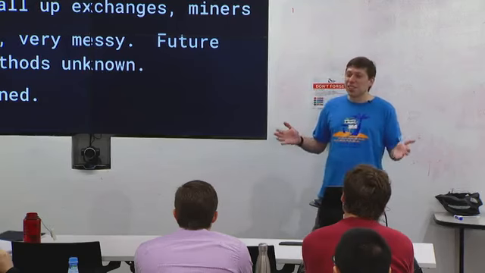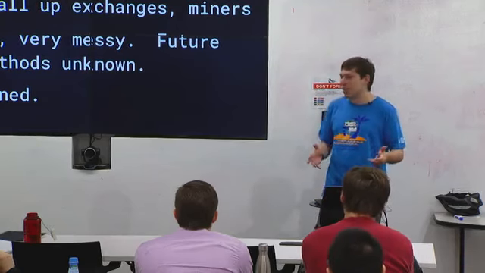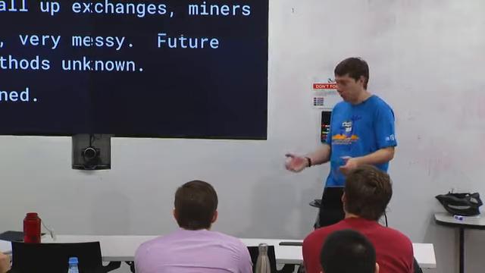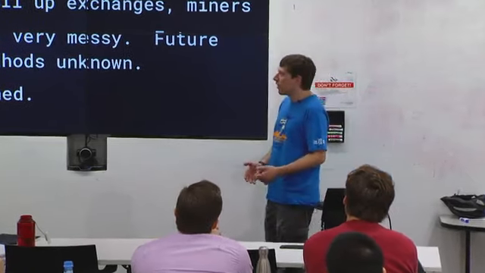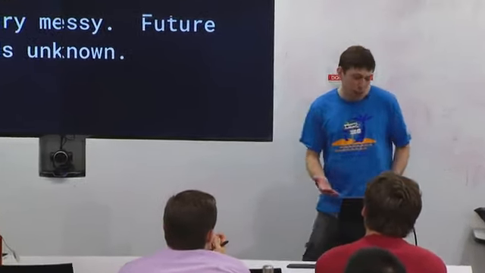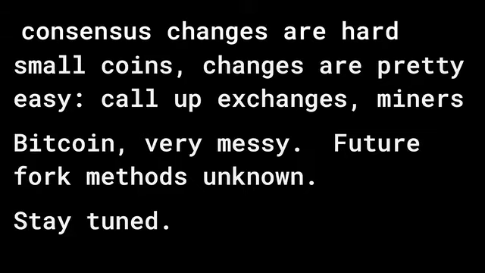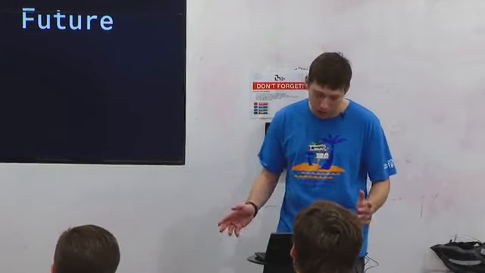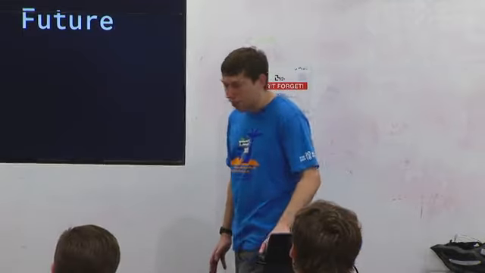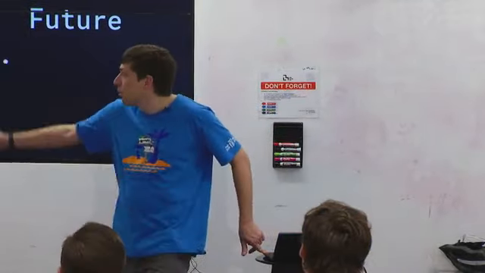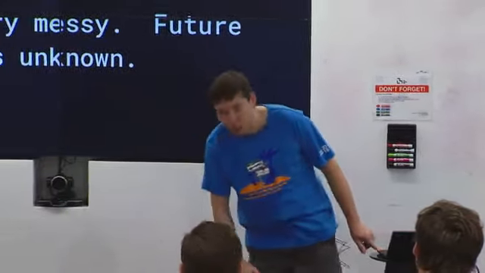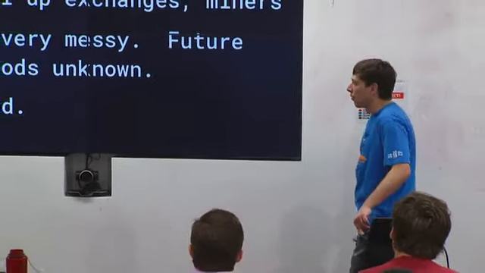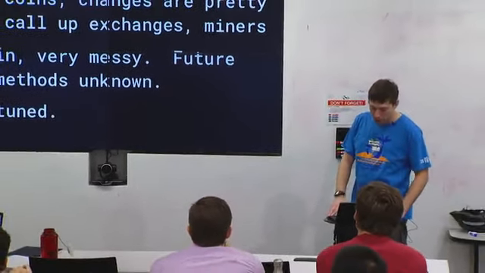yeah. So in smaller communities, smaller coins where there are not as many people involved and people are all on the same page, these changes can be made fairly regularly, not a huge deal. Bitcoin is very messy. Bitcoin, everyone hates each other. They're always trolling each other on the internet and hacking each other, death threats, all sorts of stuff. So yeah, future forking methods. There are probably new cool ways you could add to the bottom of that chart, some new idea that maybe works better. So stay tuned.